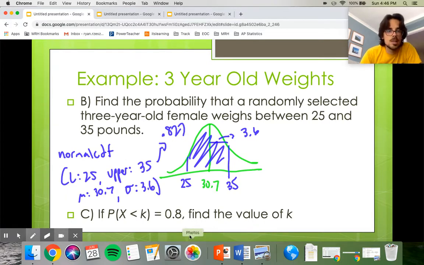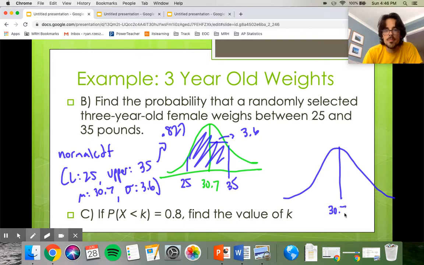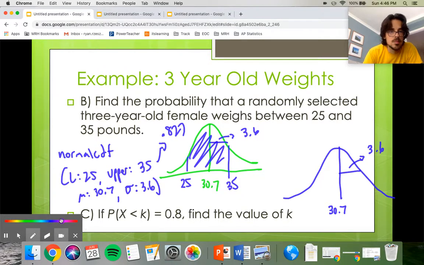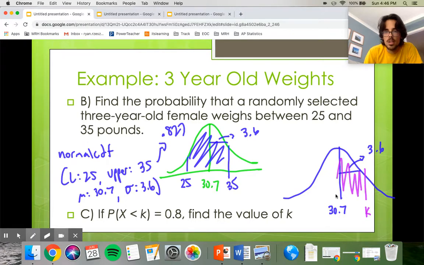Okay. Last problem here. If the probability that X is less than K is 0.8, find the value of K. It's the same sort of thing we would do in chapter 2. It's just doing it backwards right here. This time they are telling you that the area from a given point, so K would be somewhere over here, this area in purple is 0.8.